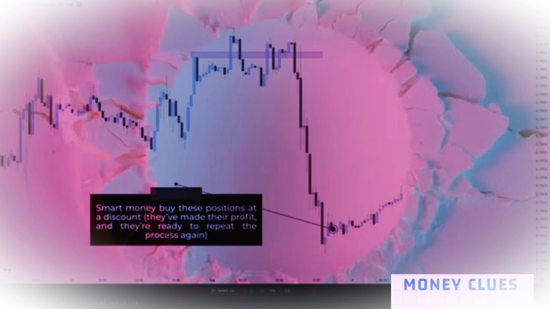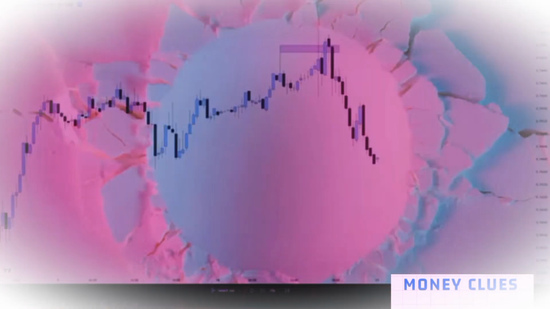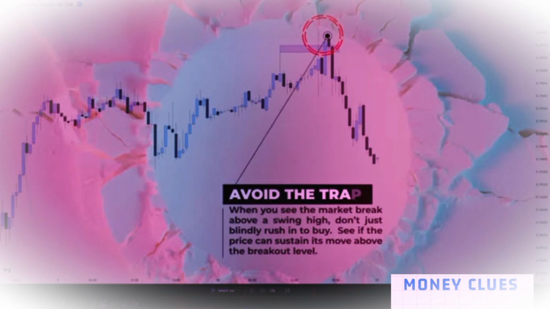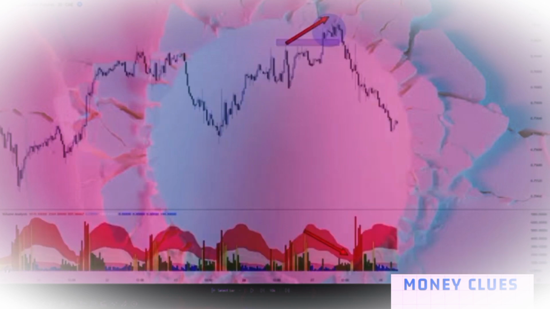I'm sure you've experienced this frustration in many of your trades. Well, you're not alone. So, how can you avoid falling into the break of structure trap? When you notice the market breaking above a swing high, resist the urge to buy immediately. Instead, wait for confirmation. Check if the price can maintain its position above the breakout level. Look for increased volume and momentum to support the move. If the candles above the previous swing high lack volume, be patient and wait for a pullback. Don't follow the crowd blindly, think like a professional trader and always look for opportunities to buy at a discount.